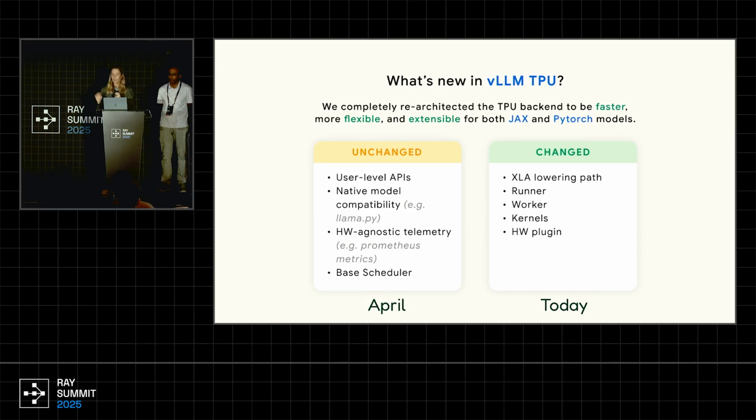But other than that, we changed everything else. We completely redefined the XLA lowering path. XLA is the compiler for TPUs. We rewrote the runner and the worker. We totally improved the foundational kernels, like ragged page attention in vLLM. And we adopted a hardware plugin design so that we could move faster and iterate on TPUs without having to merge code upstream all the time, especially if it was just TPU specific. And so we also added JAX and PyTorch support in vLLM.